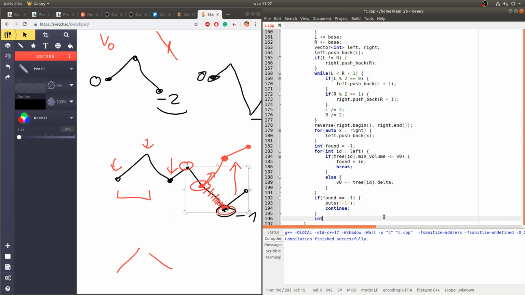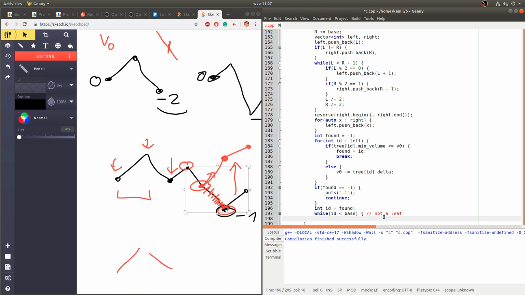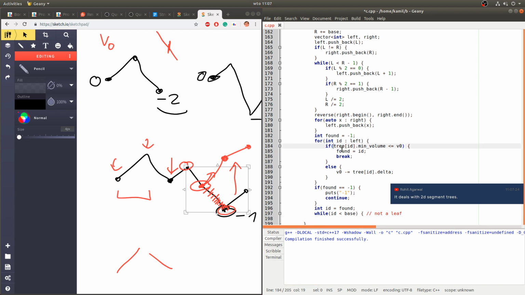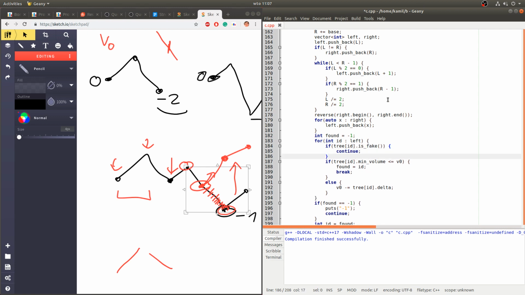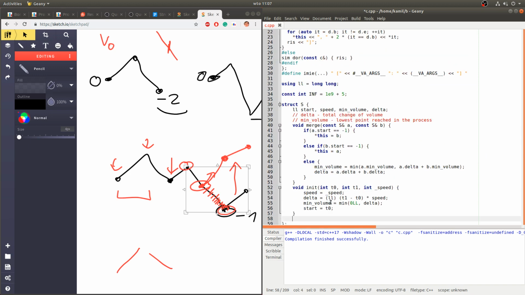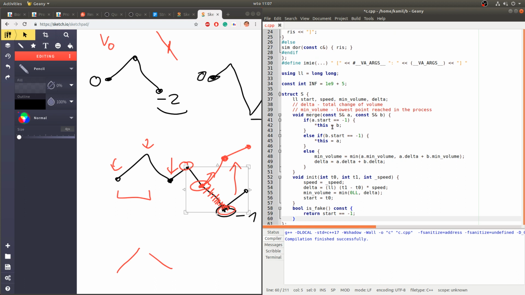So while id is smaller than base, so not a leaf. What now? Also let's do if tree of id start is -1, so this is a fake vertex. Actually, let's create a function for that and continue. Here I need a function is fake. Return start is -1. Actually, I think is empty would be better. It represents a segment without anything.